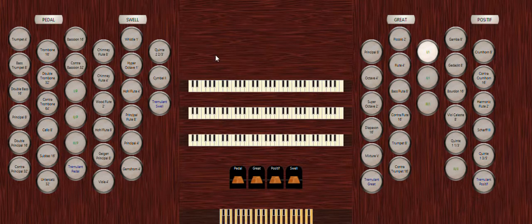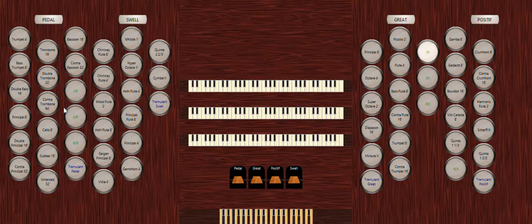Now moving on to the pedal division, with some of the most massive stops in history, not even kidding. This has a recreation of the largest rank of organ pipes ever made, and we will actually start off with it, now that I've mentioned it.